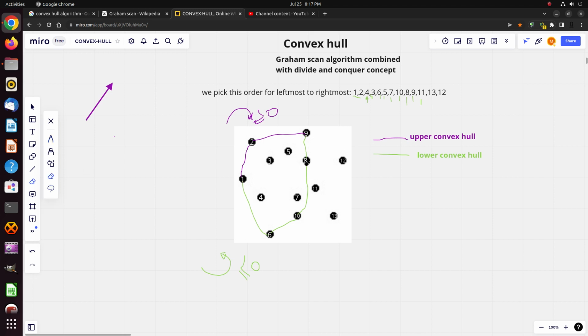11 with respect of 8, 9 is positive. We delete. 11 with respect of 10, 8, positive, we delete. 11 with respect of 6, 10 is negative, we can add it. 11 with respect of 2, 9, positive, we can add.